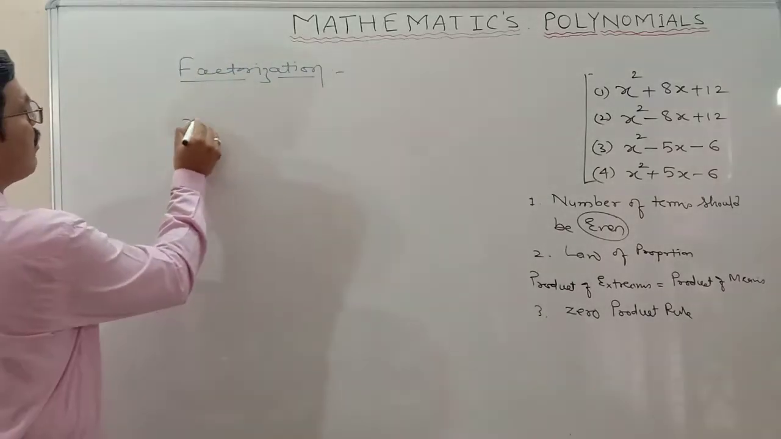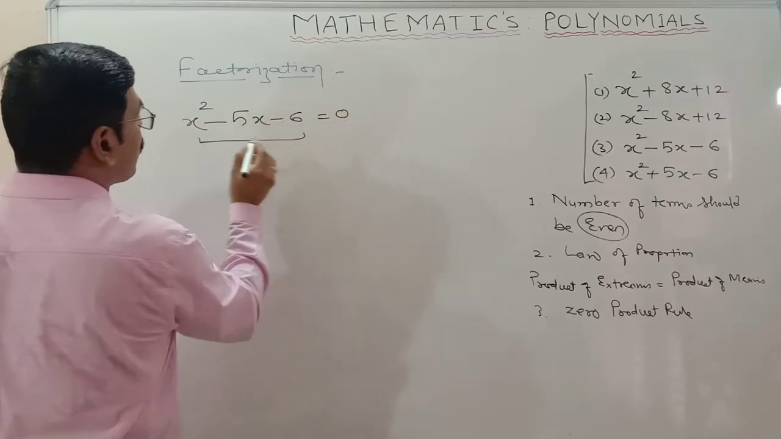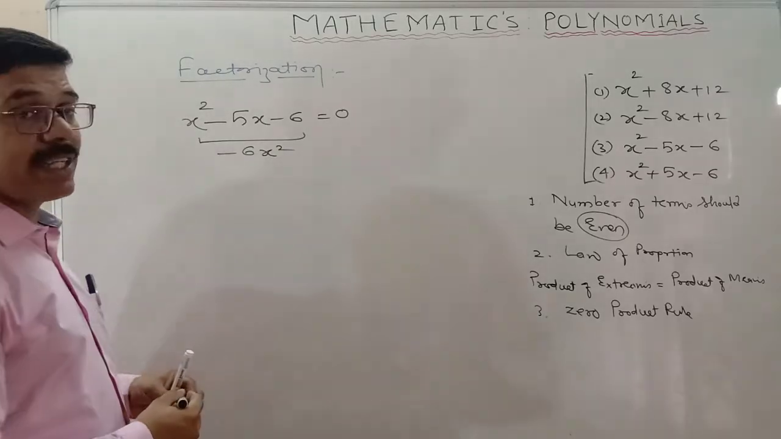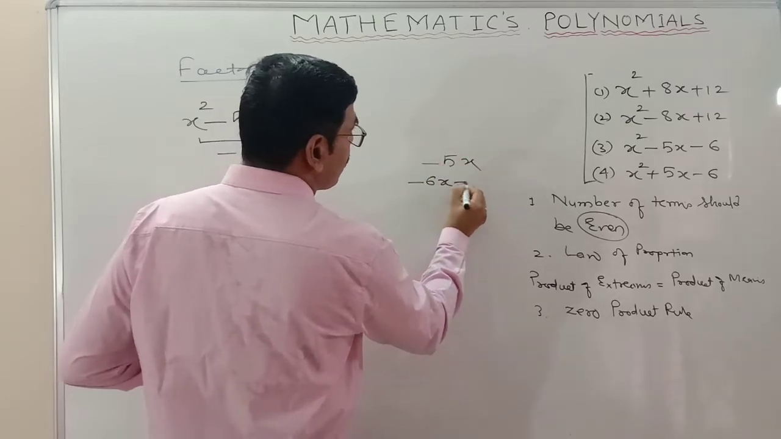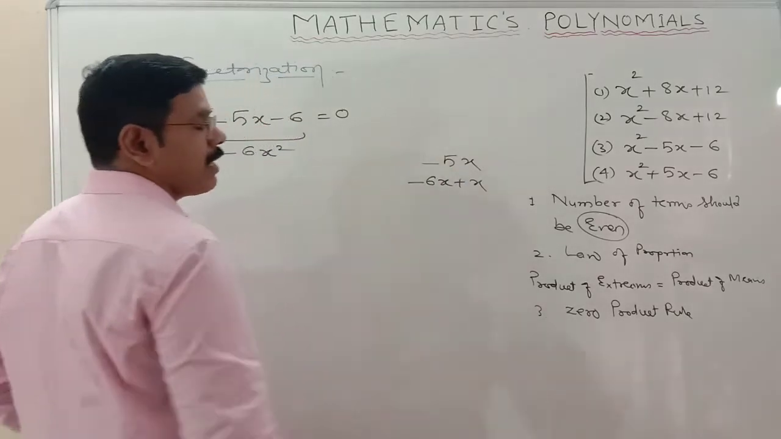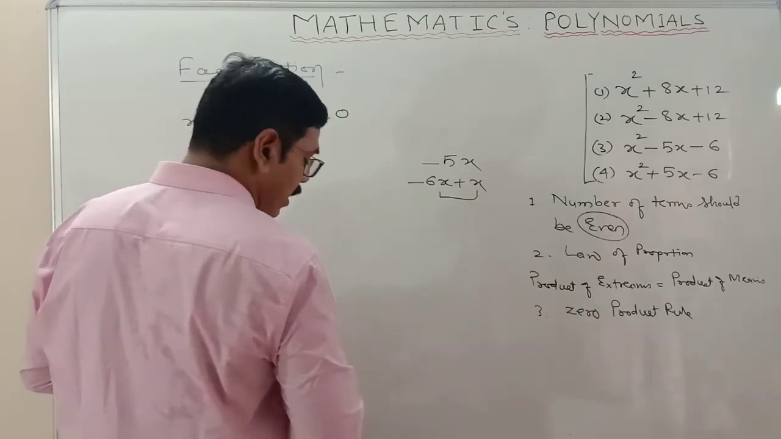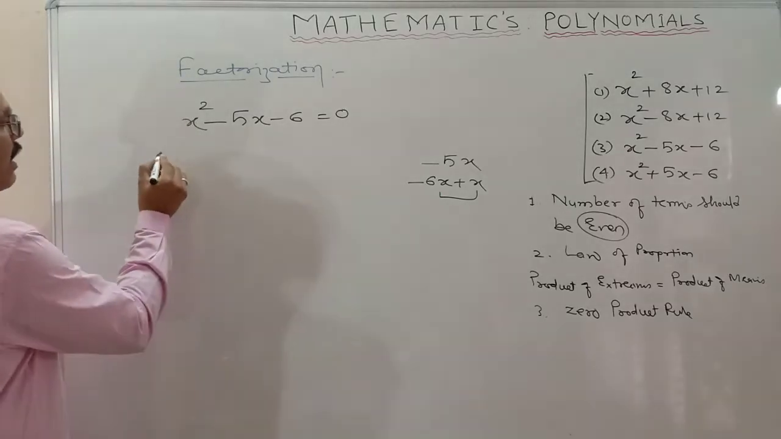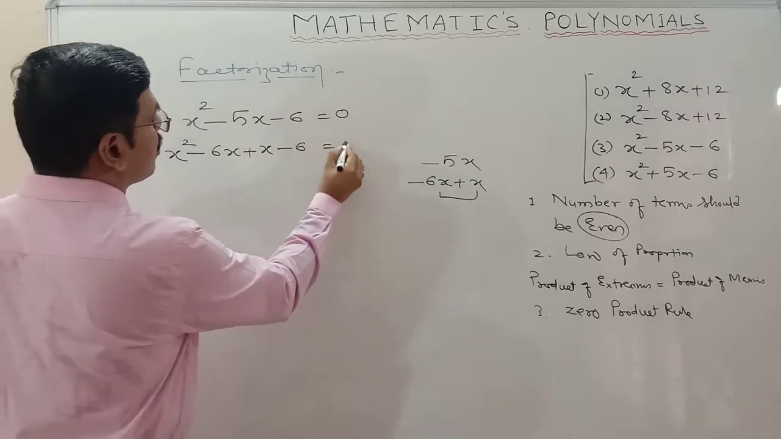Whatever is given, we'll just keep it equal to 0. Now see here the product is negative. The product of extremes is minus 6x square. So now we have minus 5x, so minus 6x plus x. Is it clear? When you do that, minus 6x plus x, you will get minus 5x, and the product definitely becomes minus 6x square. In this way we will split the middle term, and definitely get x square minus 6x plus x minus 6 is equal to 0.